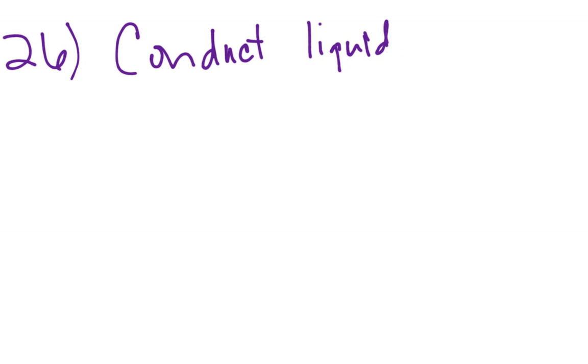26, what are the characteristics of an ionic bond? It is conductive. It has a metal, so it is conductive if it is a liquid or dissolved in a liquid.